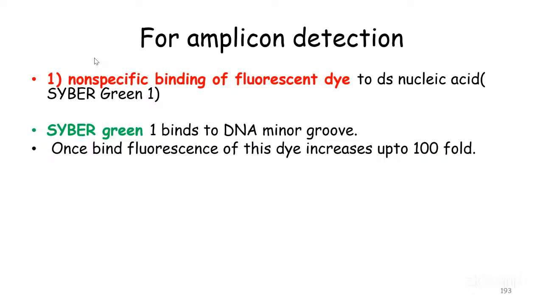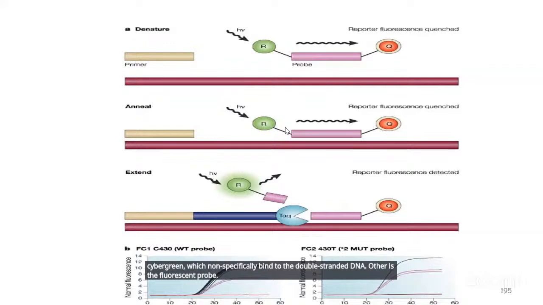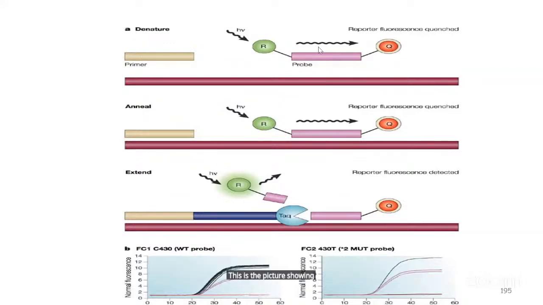These are two methods of detection. One is non-specific binding, SYBR Green, which non-specifically binds to the double-stranded DNA. The other is the fluorescent probe. This is the picture showing how the fluorescent probe works. The Taq polymerase cuts the probe into two and releases the fluorescence.